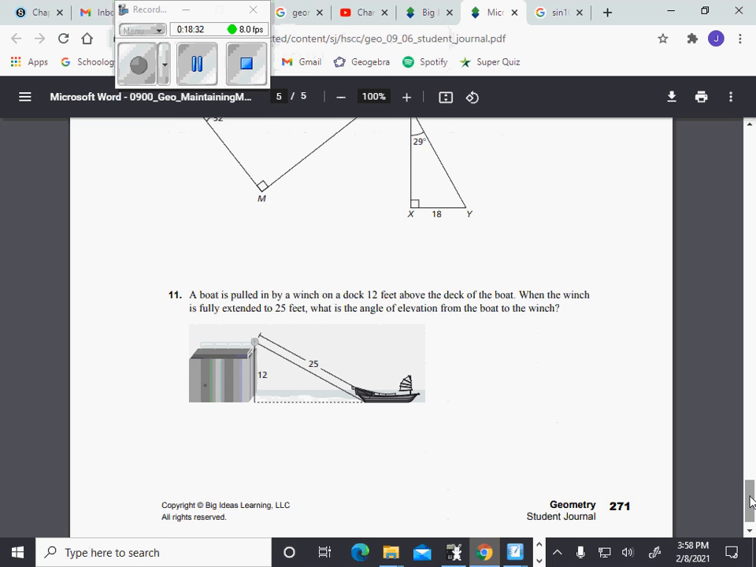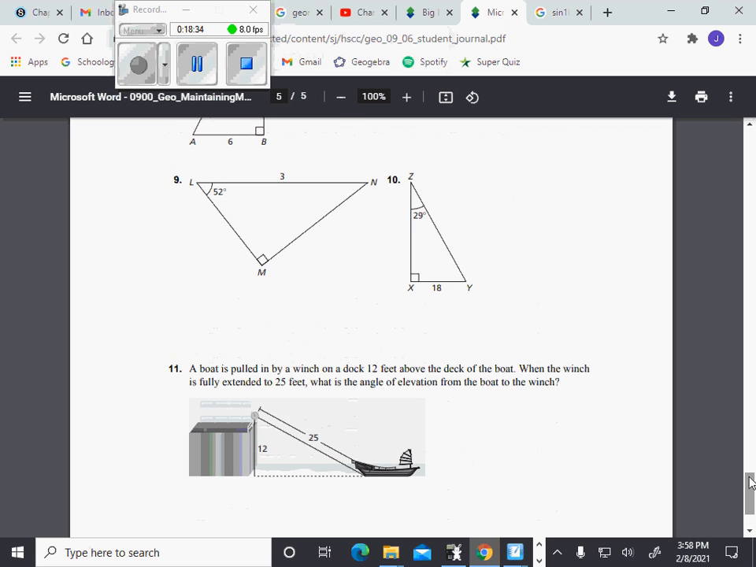Down here for 9 and 10, we can find the missing angle. How? What's 180 minus 90? It's 90, minus another 52. We get, what, 38? Angle N is 38 degrees. So my final answer over here, I know that angle N is equal to 38 degrees.